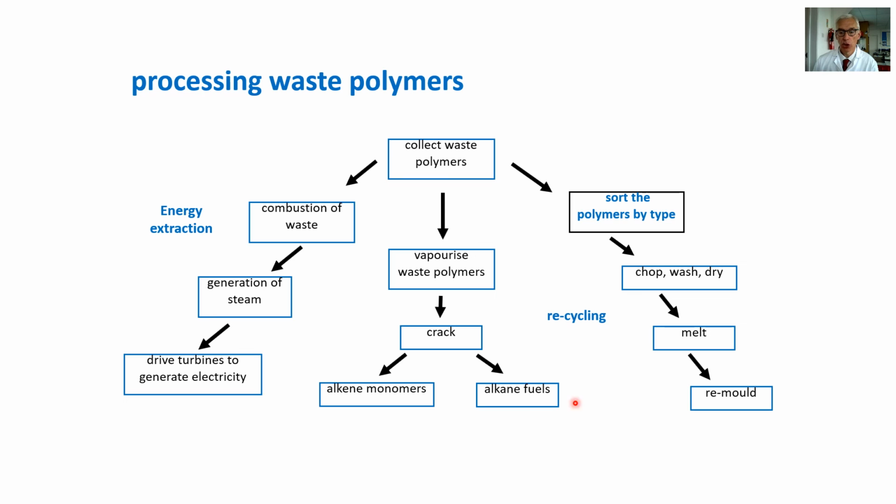So we have 2 forms of recycling for our waste polymers, either ending up in remolded products or alkene monomers, and we have a different type of end use for these waste polymers, which is energy extraction. You should be able to describe those intermediate steps. If you're not confident, I suggest you just replay this slide a few times until it is fixed in your mind.